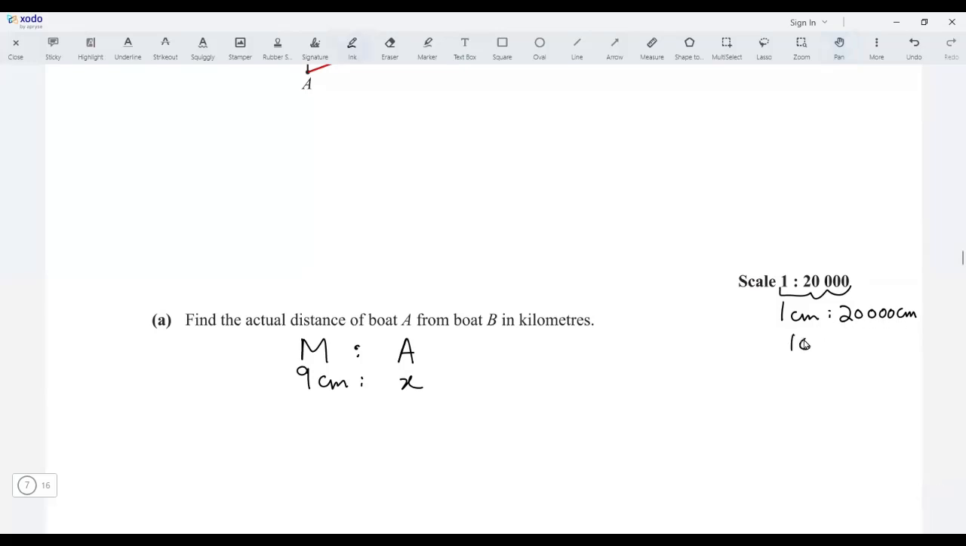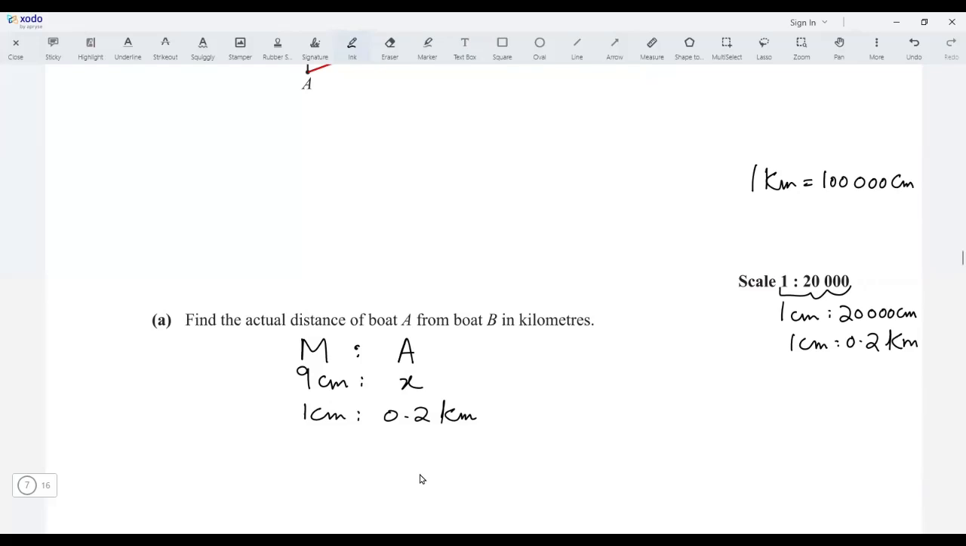So 1 centimeter is to be related with, we have to divide with, basically we know that 1 kilometer equals 100,000 centimeters. We have to divide 20,000 by 100,000. It will give us 0.2 kilometers. So we mention here, on the map, it's 1 centimeter. Here we can say it will be 0.2 in kilometers.